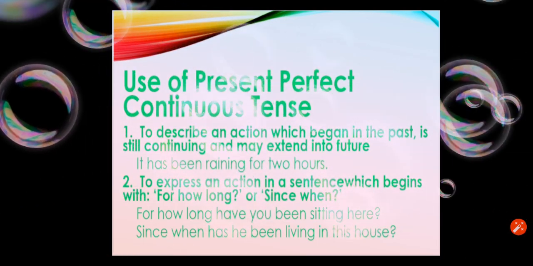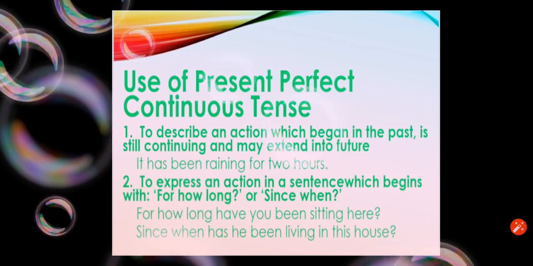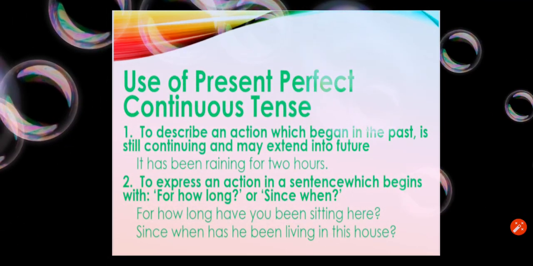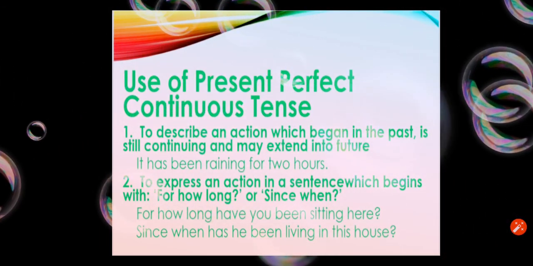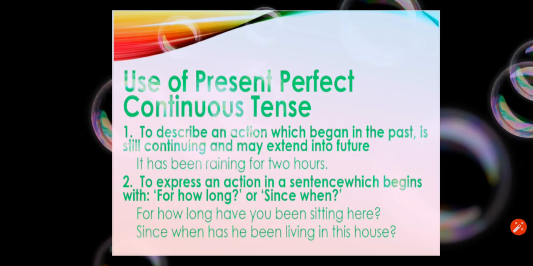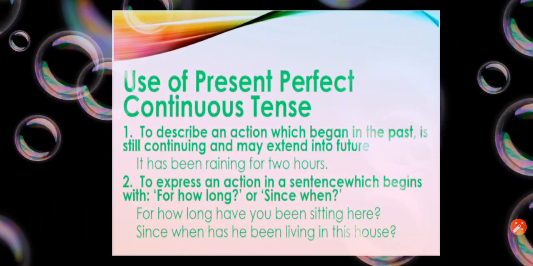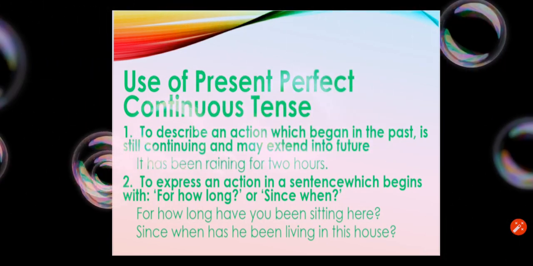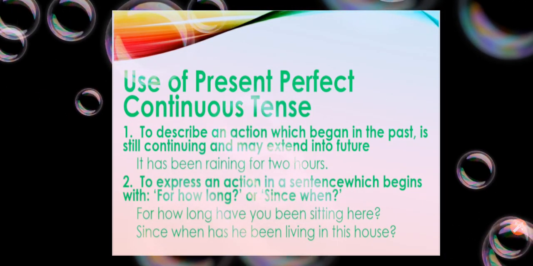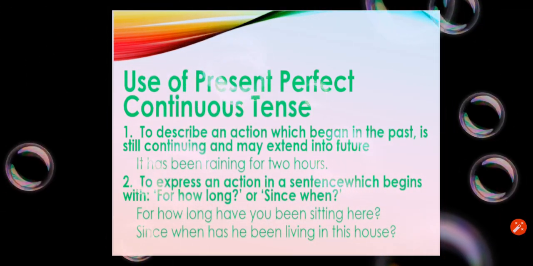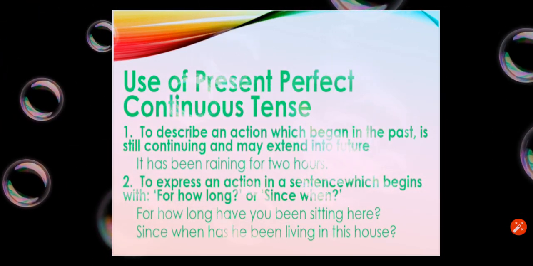Here are some uses of present perfect continuous tense. First is to describe an action which began in the past, is still continuing and may extend into the future. We are talking about the action which we began in the past and in the present it's still continuing and may extend into the future. For example, it has been raining for 2 hours.